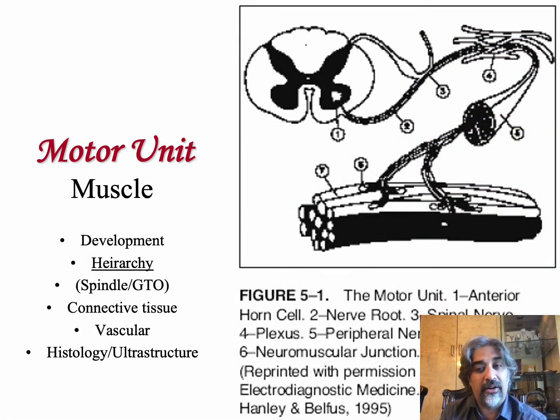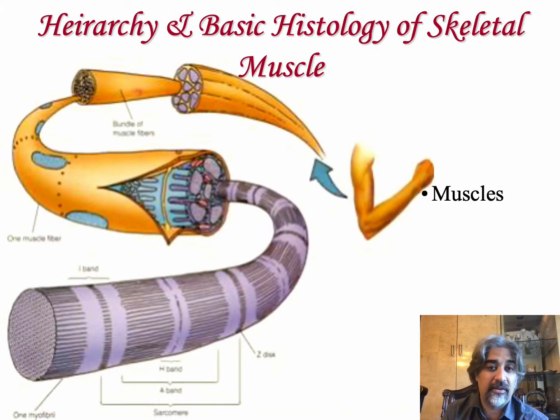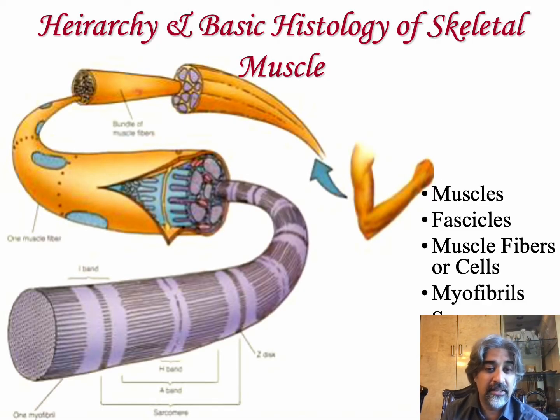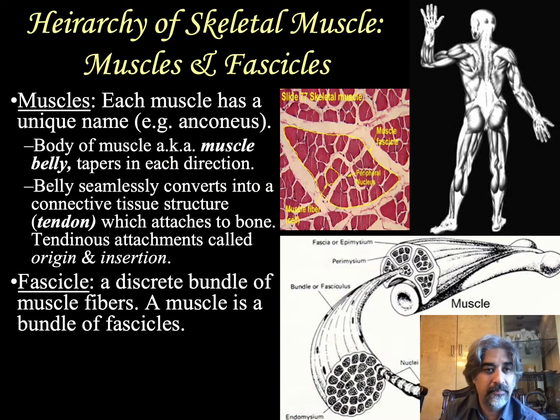We can talk about hierarchy. Basically, you have a muscle belly, such as biceps, which is made up of fascicles. These are the fascicles. A fascicle is a bundle of muscle fibers. A muscle fiber is a muscle cell. Muscle fibers are made up of myofibrils, and there's a whole bunch of proteins that make those, and each of these repeating units are called sarcomeres. The hierarchy of skeletal muscle again.